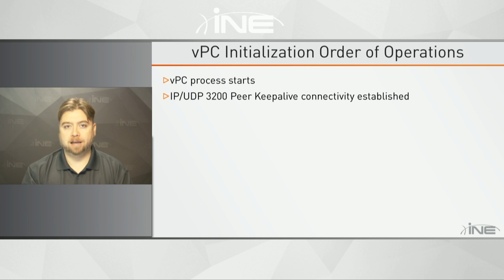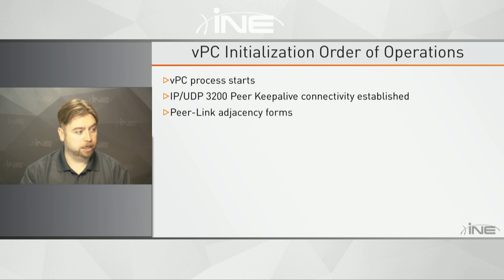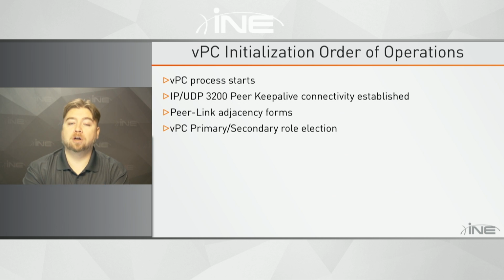Then once the keep alive is established and we know that we have reachability, basically that the boxes are alive, we can form the peer link adjacency. Adjacency here means with the protocol Cisco Fabric Services over Ethernet, or CFSoE, and the system then starts to synchronize the control plane. Along with this, the two peers are going to go through an election to determine who is the primary peer and who is the secondary peer.